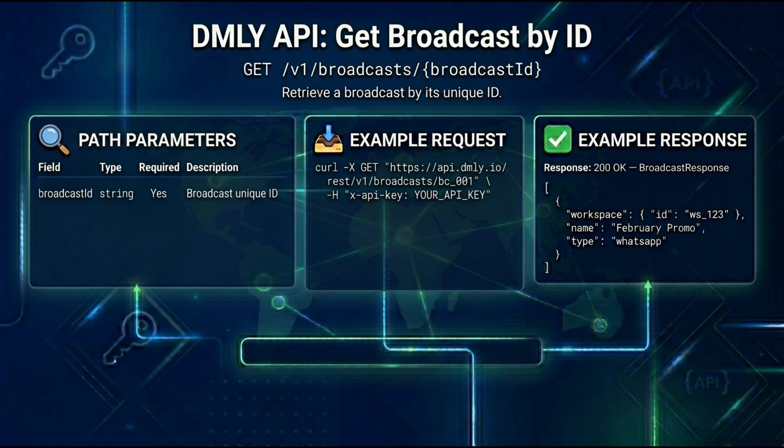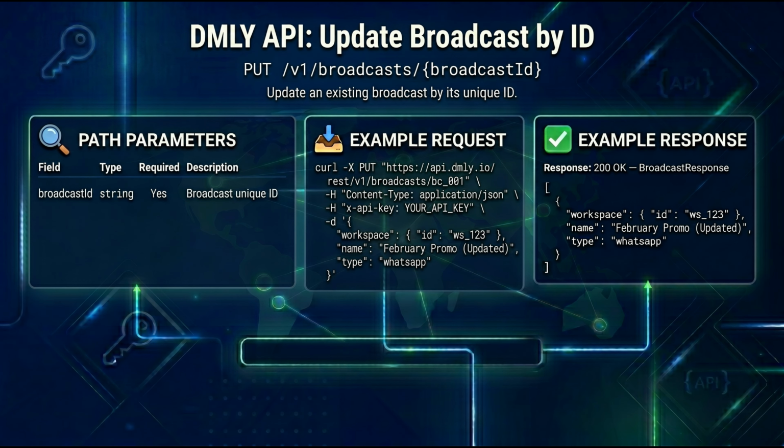Get broadcast by ID. If you ever need to inspect a single specific campaign down the line, you can pull it up instantly using its unique ID. Simply send a GET request to /v1/broadcasts/ and append the unique broadcast ID directly onto the URL path. For instance, your target path might look like /v1/broadcasts/BC_001. Include your authentication key in the header, and the server will return a 200 OK status alongside the exact matching configuration and metadata for that single campaign.